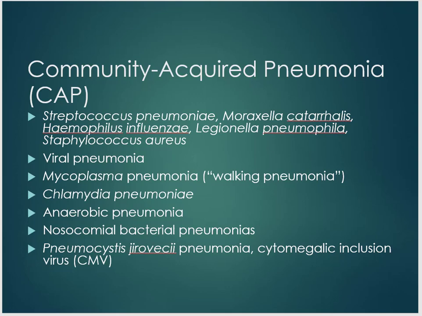Okay, everybody, we're back for part 2 of chapter 9, and we're talking about community-acquired pneumonia. Our culprits that can cause this pneumonia are Streptococcus pneumoniae, Moraxella catarrhalis, H. flu, Legionella pneumophila, and Staph aureus. You also can have a viral pneumonia. You've heard of walking pneumonia, which is typically caused by Mycoplasma. You can have chlamydia pneumonia, anaerobic pneumonia, nosocomial bacterial pneumonias, and then a CMV pneumonia, and pneumonia caused by Pneumocystis jirovecii.